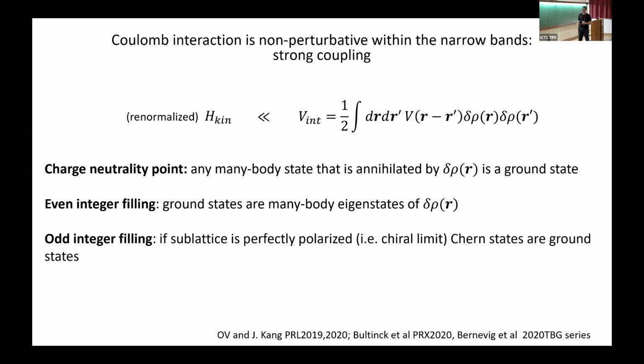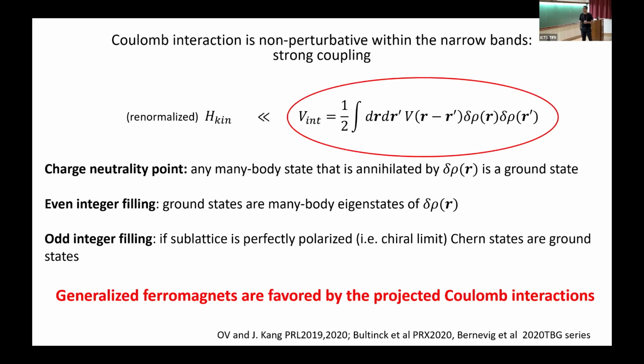And then finally, at odd integer filling, only in the chiral limit, namely when W0 over W1 is set to 0, you can make exact statements. In that case, the Chern states, just as I showed you before, would be the ground states. Anyway, the upshot of this story is that at least in the strong coupling limit, the generalized ferromagnets are favored by the projected Coulomb interactions.